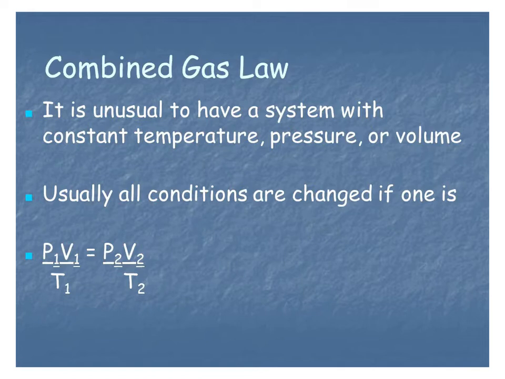Now we have what we call the combined gas law, and this is one of the most useful things that we have in science right now. The way it works is it's unusual to have a system with constant temperature, pressure, or volume. So by using all three of these laws together, we can make a combined law of Charles, Boyle's, and Gay-Lussac's, and then we can use that to solve conditions where all three variables change.